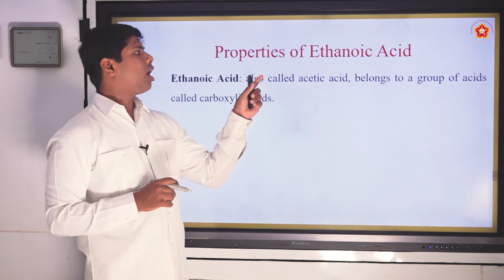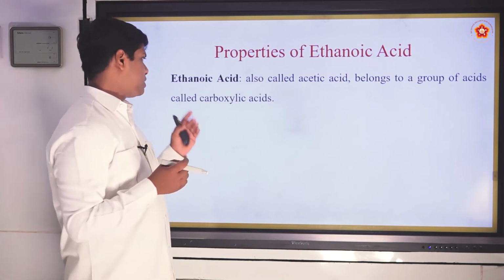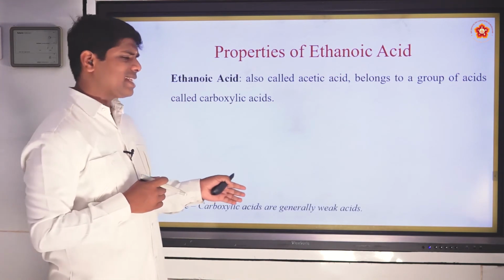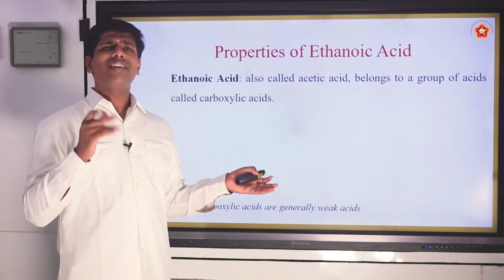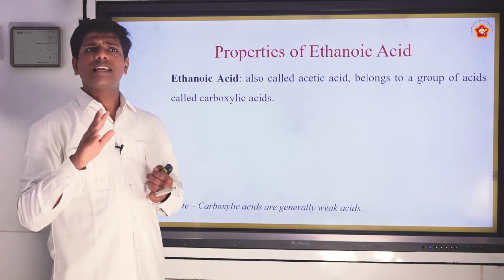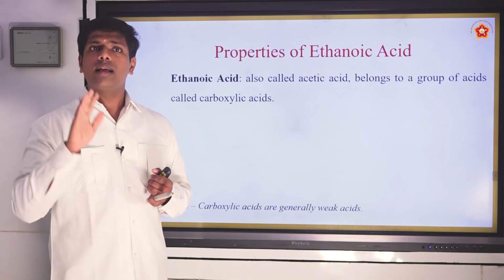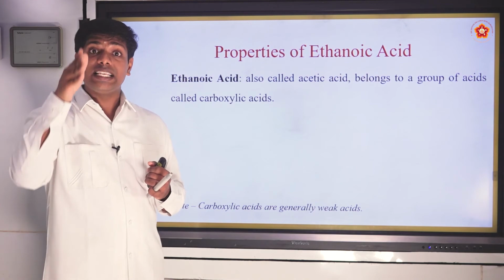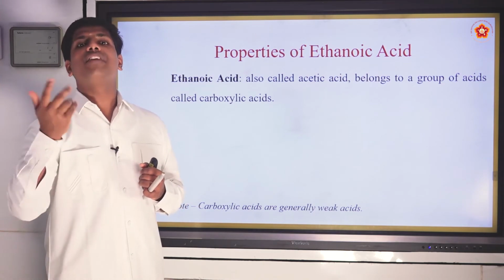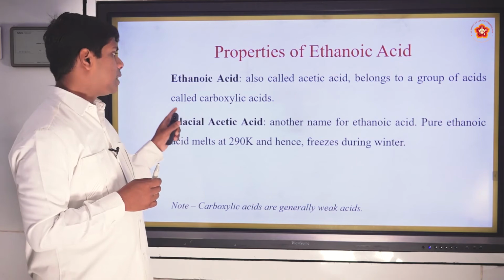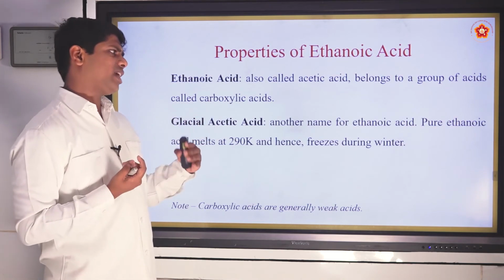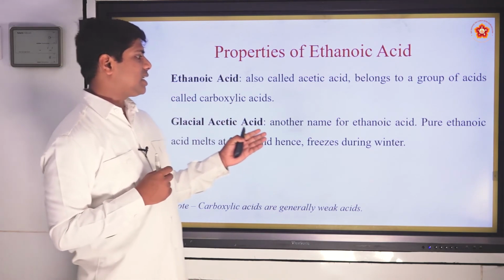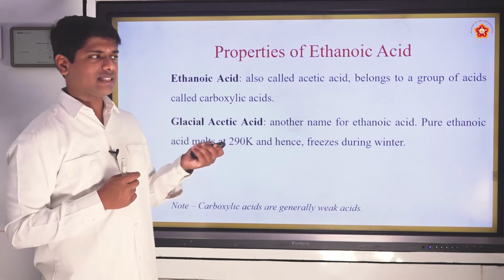Ethanoic acid, also called acetic acid, belongs to the group of acids called carboxylic acids. Carboxylic acids are generally weak acids. Why are they weak? Their H+ ion does not completely dissociate, so they are generally weak acids. Glacial acetic acid is another name for pure ethanoic acid, which melts at 290 Kelvin, hence it freezes during winter. That is glacial acetic acid.